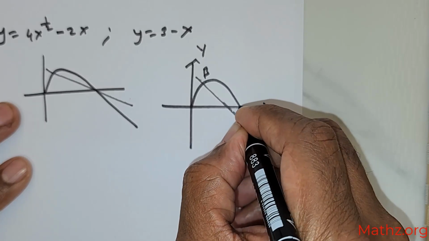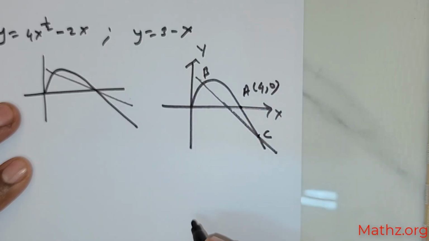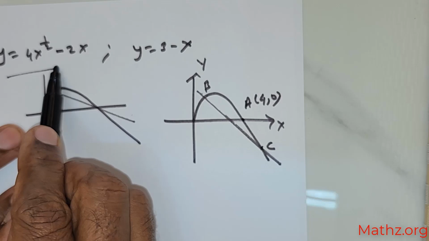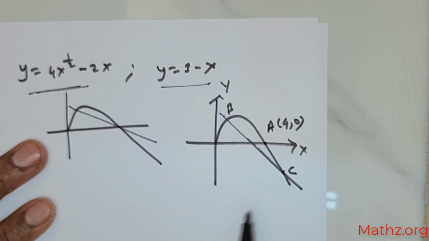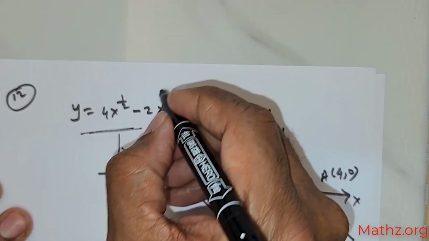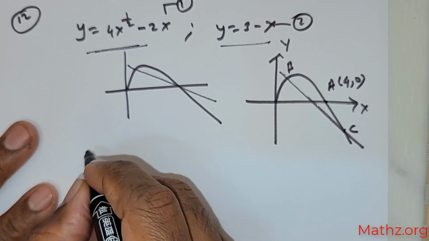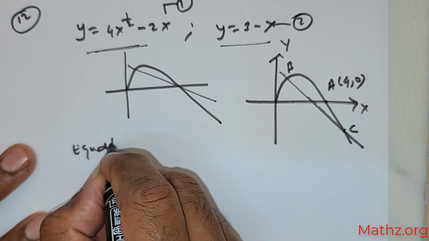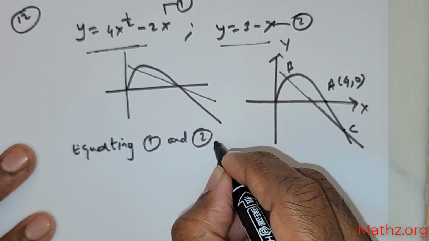Now we have been given a point A as (4, 0), and of course the curve is given and the line is given. The line is 3 negative x. So what we are going to do is take this as 1, take this as 2, and then equating 1 and 2 we get.